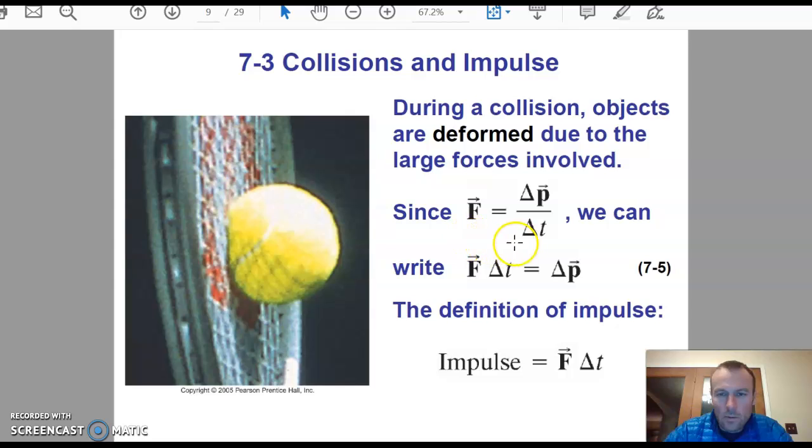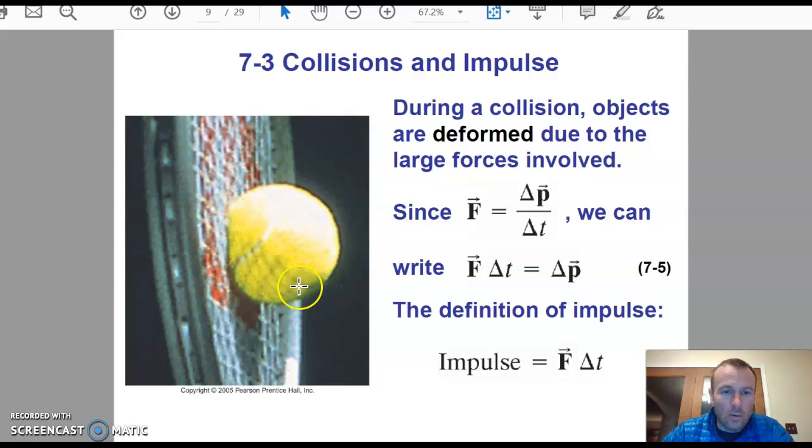So here we have the equation I was talking about, the rearrangement of the equation from the previous slide, where I've multiplied delta t over to the net force to get a quantity known as impulse. And so here we have it, the impulse is the average net force multiplied by the time interval of contact. So what we have here is really a collision.